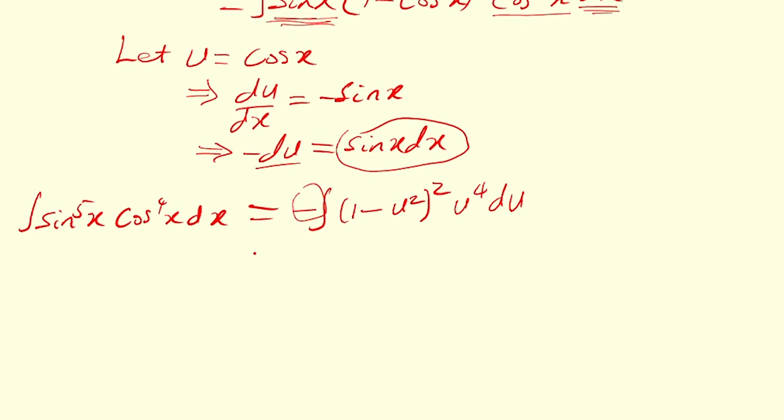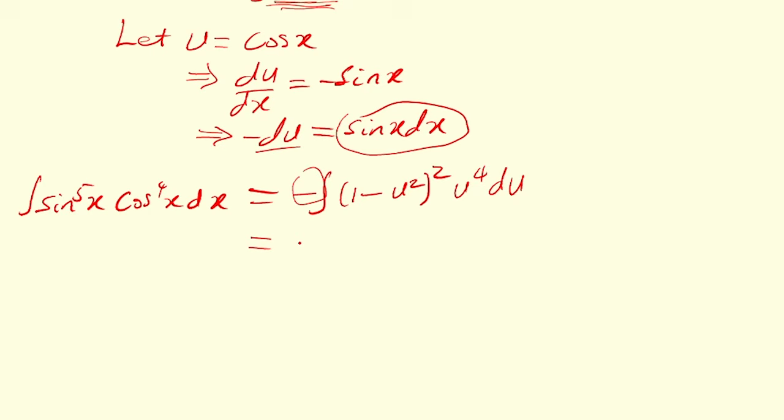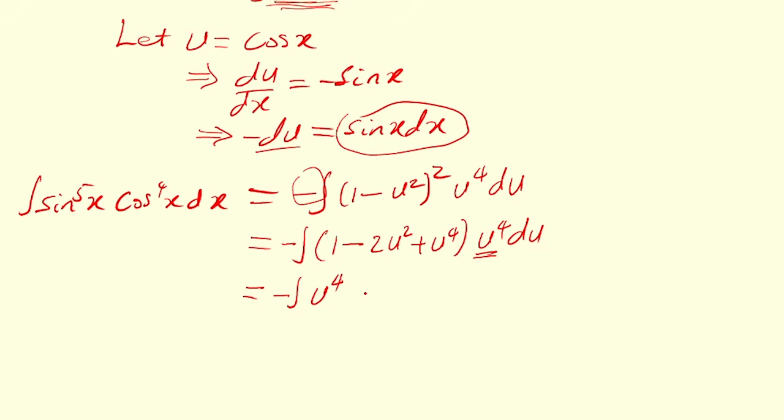Now this is the integral of a polynomial function: minus the integral of (1 minus u^2) squared, which is 1 minus 2u^2 plus u^4, times u^4 du. Then distribute u^4: minus the integral of u^4 minus 2u^6 plus u^8 du.